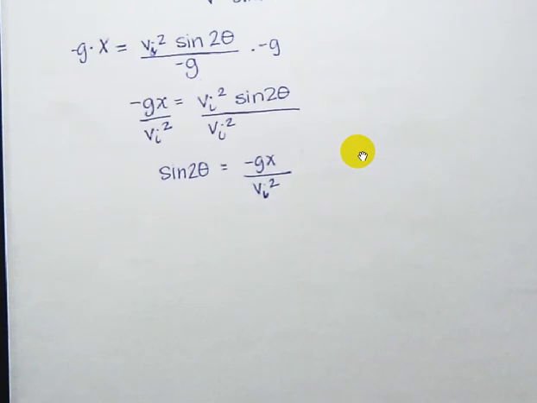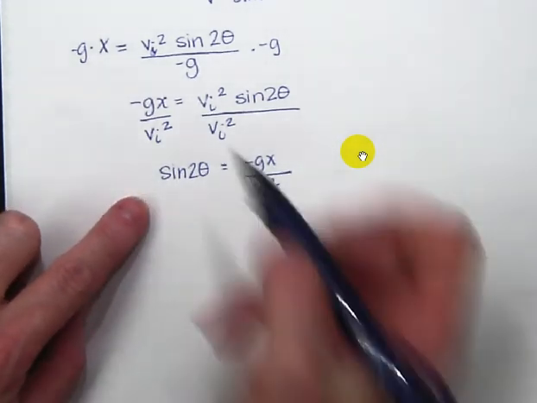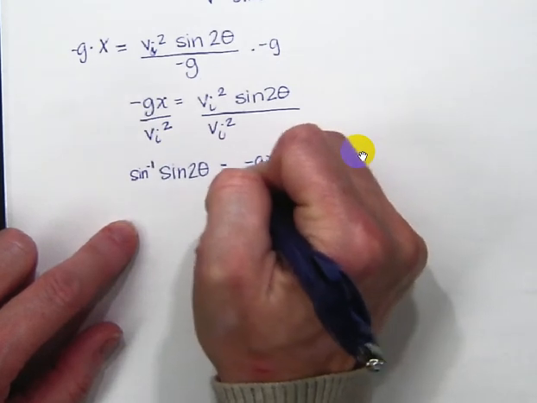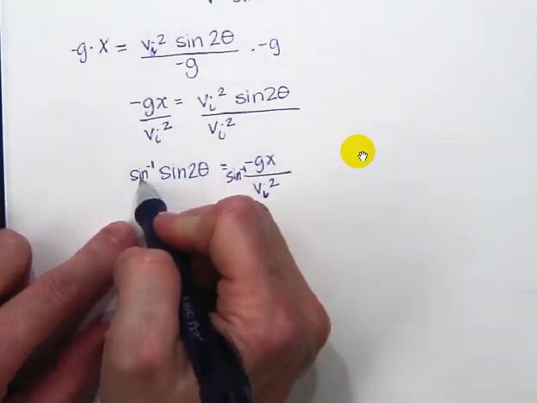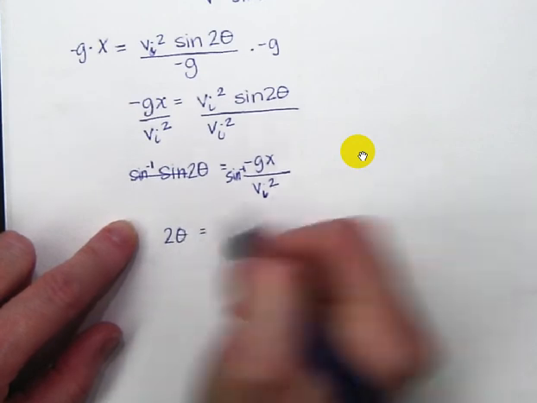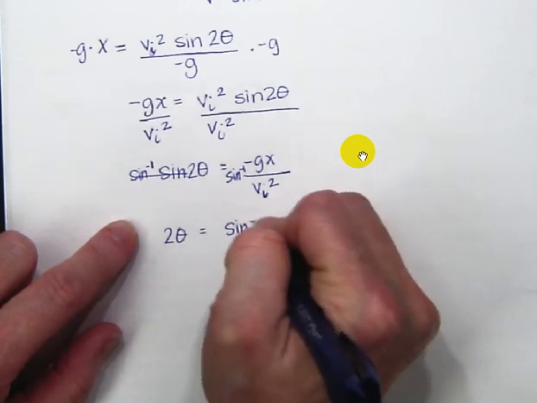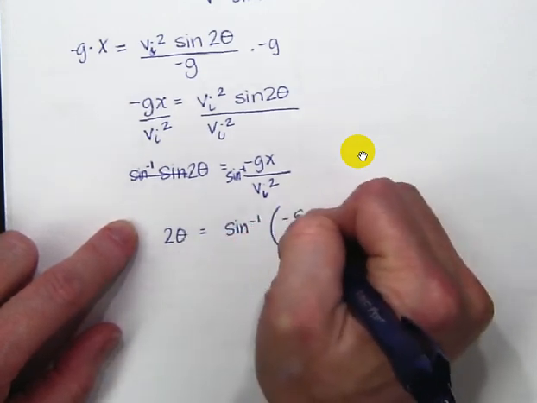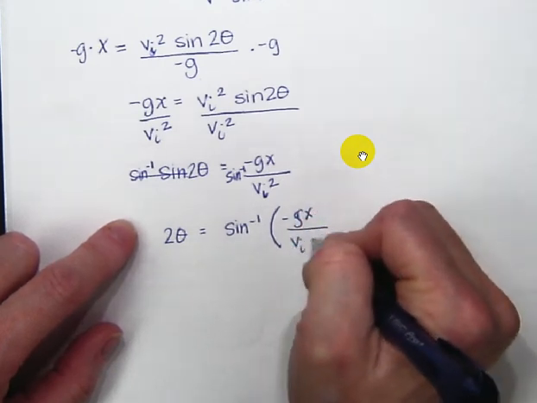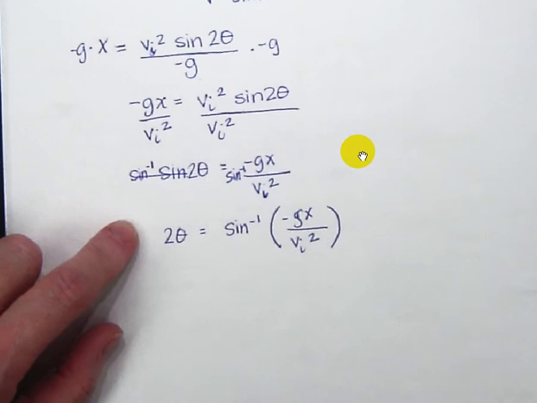And then this is where it gets a little tricky. Hopefully you remember from your geometry class that the inverse of sine is the sine inverse function. So I'm going to take the sine inverse of both sides. And sine inverse and sine undo each other. So then that's how I get 2 theta equals sine inverse of negative g times x all over initial velocity squared.